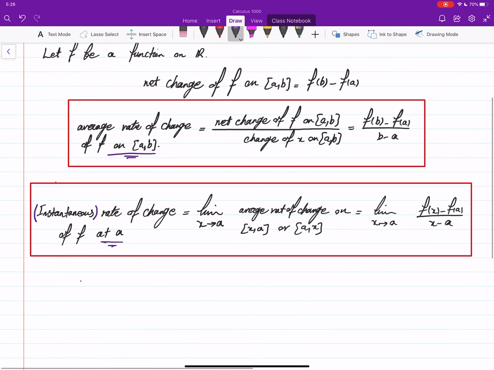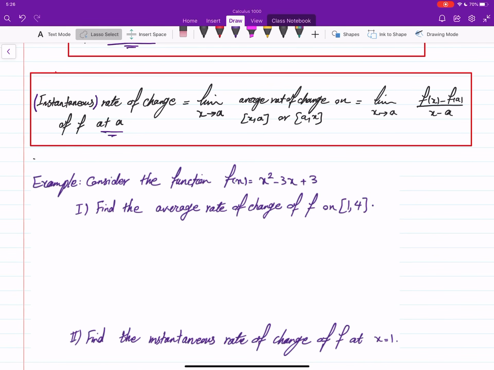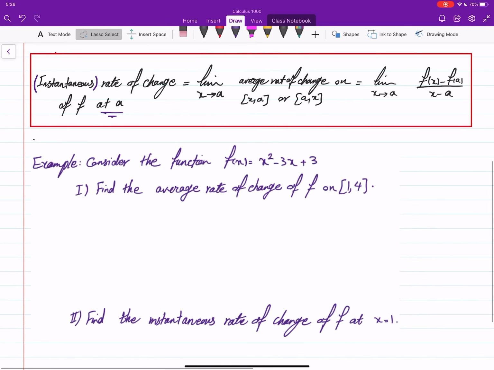Okay, so let's do an example now and see how this works. Consider the function x squared minus 3x plus 3 and find first the average rate of change of the function on the interval 1, 4. Average rate of change of that function on that interval is f of the right-hand point minus f of the left-hand point, over the right-hand point minus the left-hand point themselves.